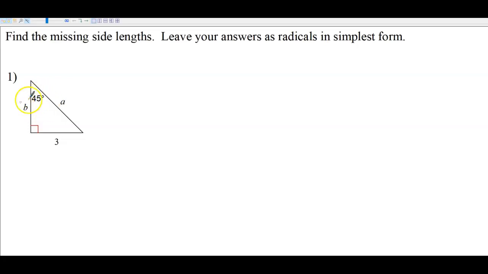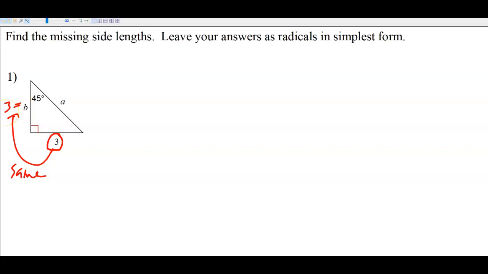Okay. Now, let's take a look at the rest of the triangle. So step 1 is to identify what kind of triangle it is. It is a 45, 45, 90 right triangle. Okay. Step 2 is to identify what side they gave me. Well, they gave me a leg. And here's what we know about the legs of a right triangle. We know that the legs are the same. So therefore, B must equal 3.